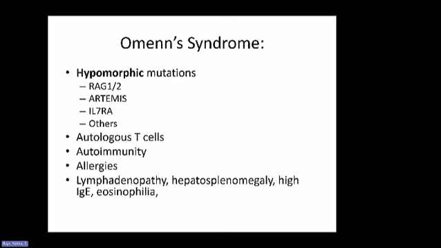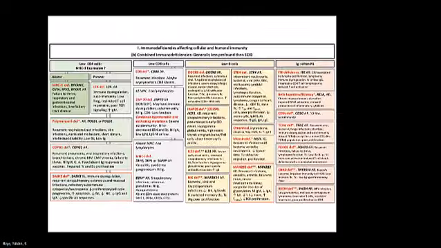They lead to autoimmunity. They lead to high IgE level and eosinophilia. These patients present with lymphadenopathy, hepatosplenomegaly, and autoimmune issues. They typically present with a rash that is all over, more like erythroderma rather than an eczematous rash. All right, so that's the discussion about SCID. If you have questions, let me know.